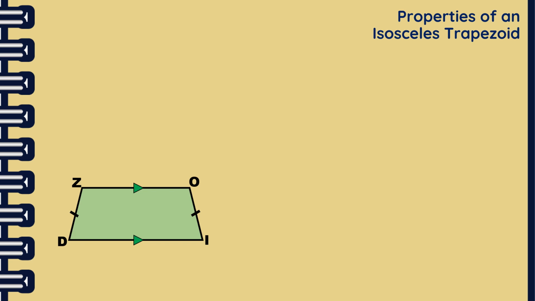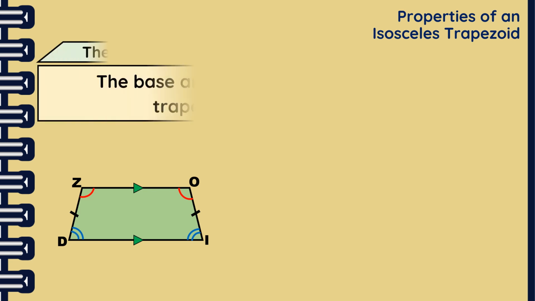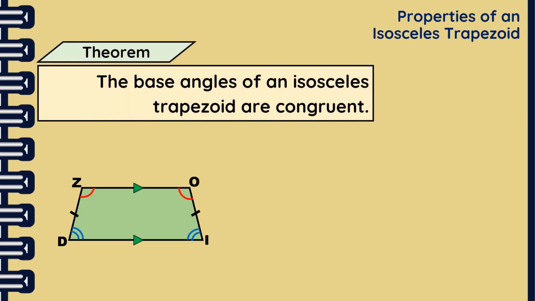The pairs of base angles of quadrilateral ZOID are angles Z and O and angles D and I. A theorem states that the base angles of an isosceles trapezoid are congruent. Therefore, we can say that angle Z is congruent to angle O and angle D is congruent to angle I.